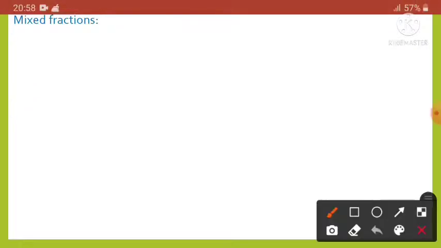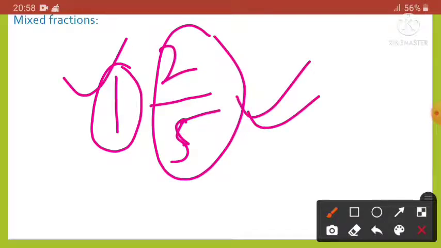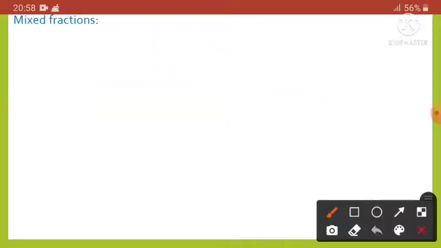Next we will be learning about mixed fractions. A mixed fraction is the combination of a whole number and a proper fraction. If we take one example, that is 1 into 2 by 5. Here 1 is the whole number and 2 by 5 is the fraction. So a mixed fraction is a combination of a whole number and a fraction. Another example is 2 into 5 by 9.